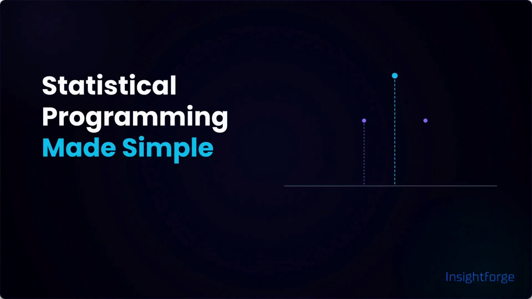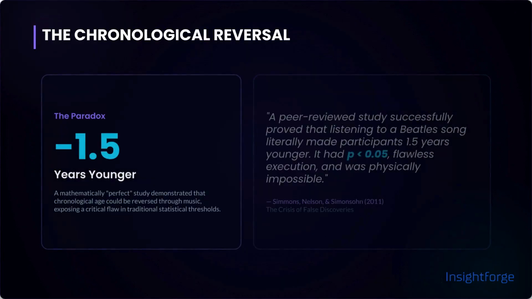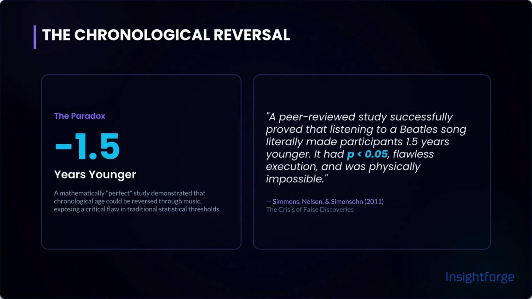Welcome to this video on mastering statistical programming. We will explore how to use hypothesis testing, ANOVA, and robust alternatives to shield your analytics from catastrophic errors. We begin with the crisis of false discoveries, perfectly illustrated by the chronological reversal paradox.